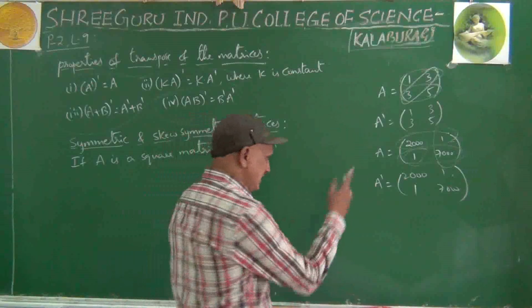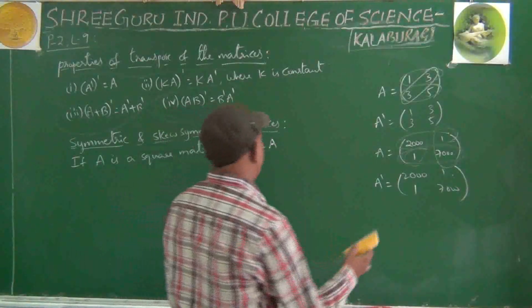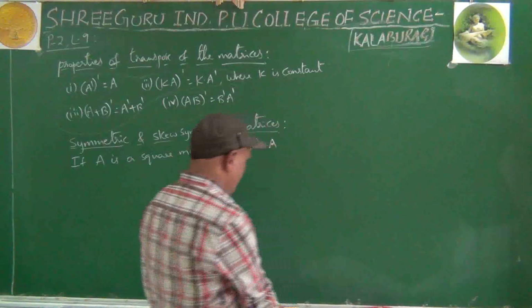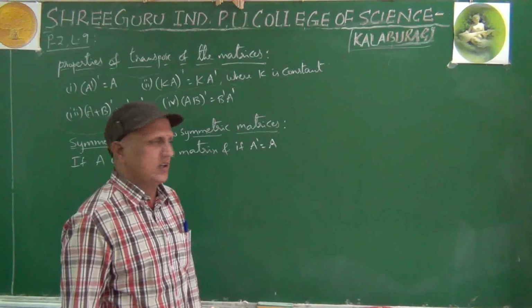Sir, this example is okay for a 2 by 2 matrix. What about a 3 by 3 matrix? Why are you taking only 2 by 2 and 3 by 3? Why not 2 by 3?